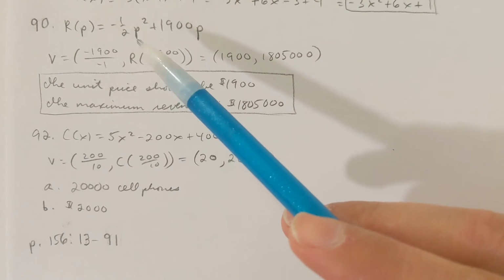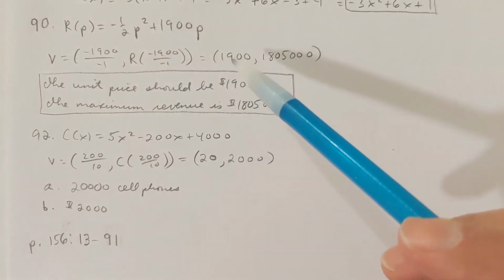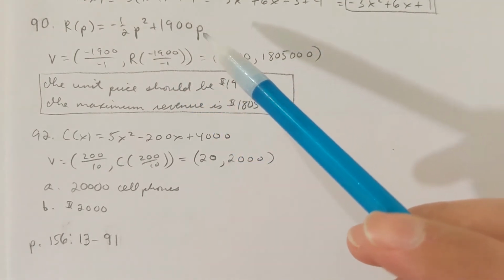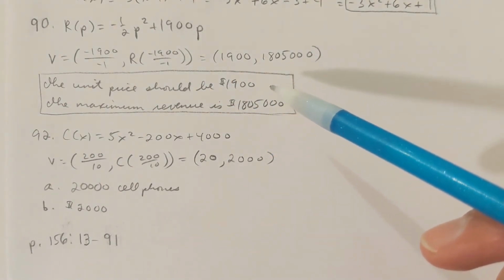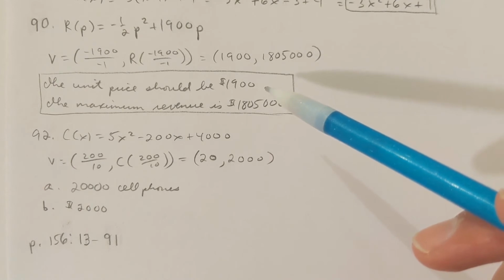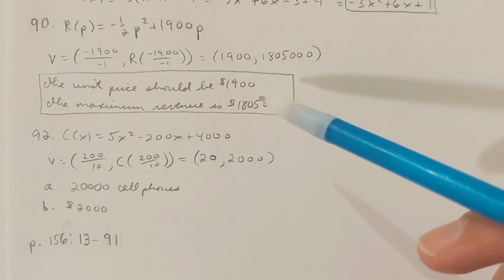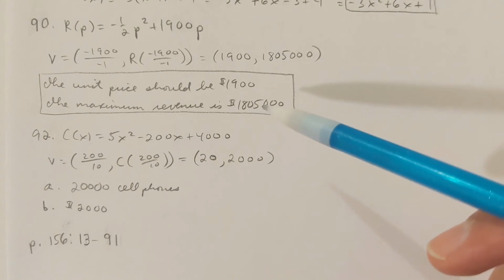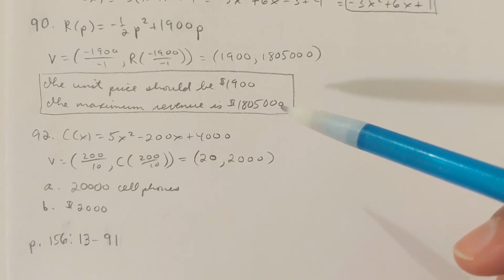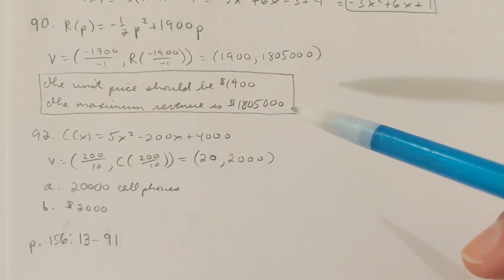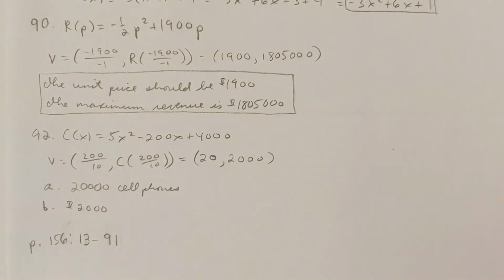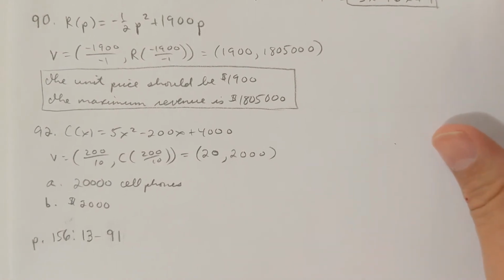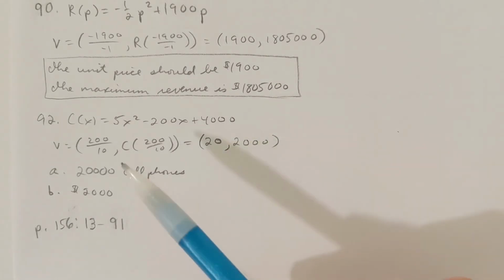And then R(1900) gives me 1,805,000. So the unit price should be $1,900, and the maximum revenue is $1,805,000. Okay, so this is just simply an exercise in finding the vertex. Problem 92 is given here.